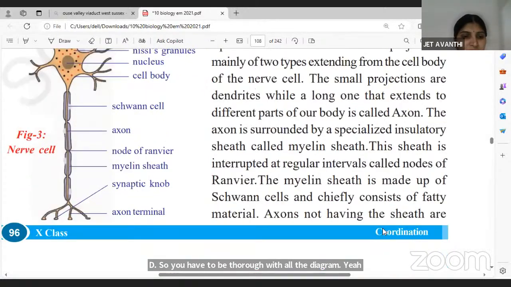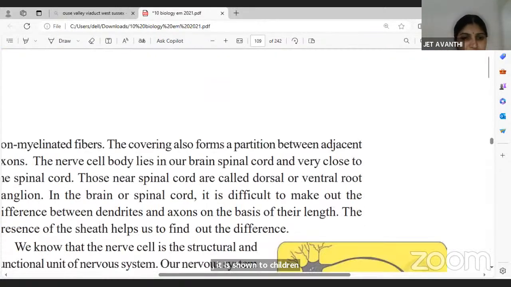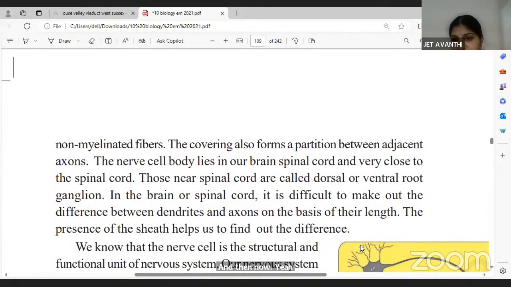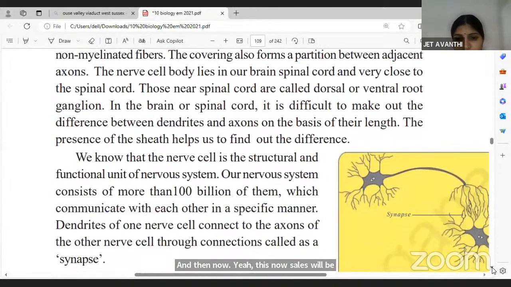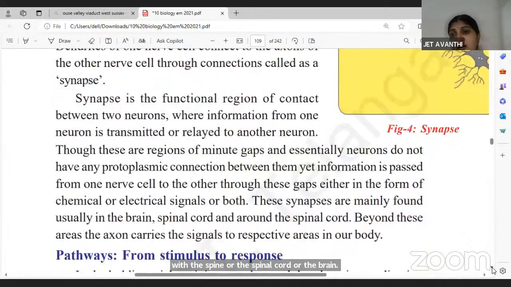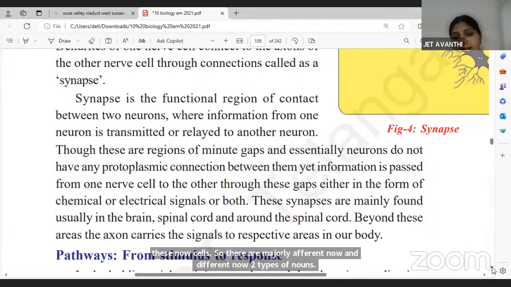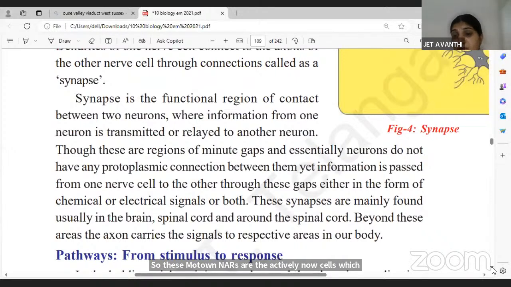Please be thorough. And then these nerve cells will be coordinated with the spine or the spinal cord or the brain. There are majorly afferent nerves and efferent nerves, two types of nerves. And also we have motor nerves. These motor nerves are the active nerve cells which carry impulses or information from the body parts to the brain or the spine, and from the brain or spine to the body parts.